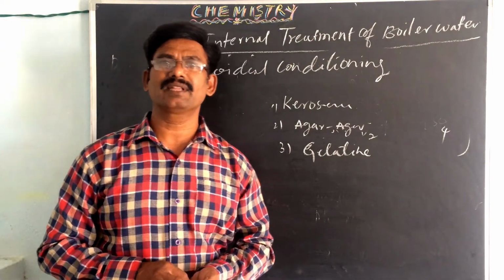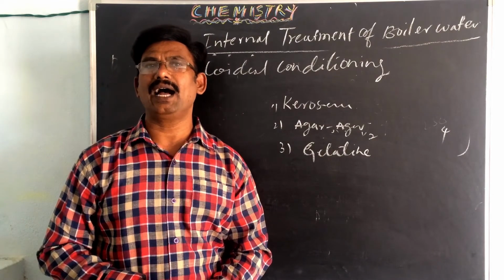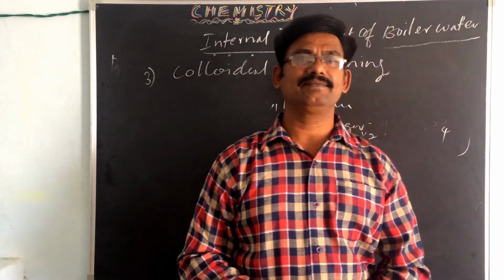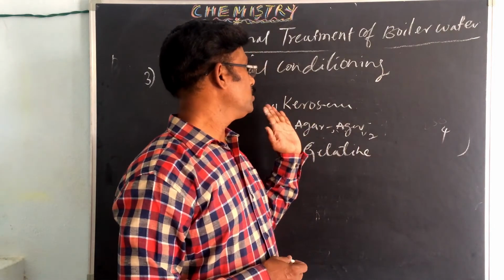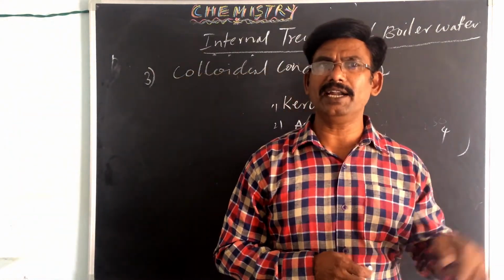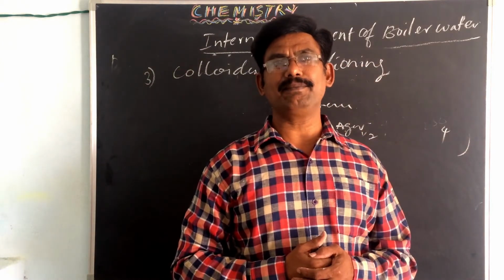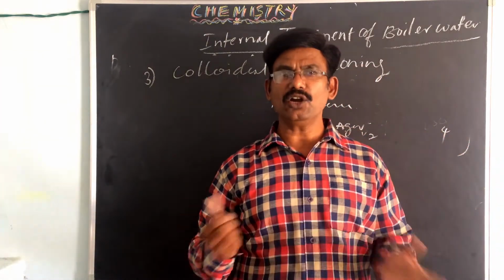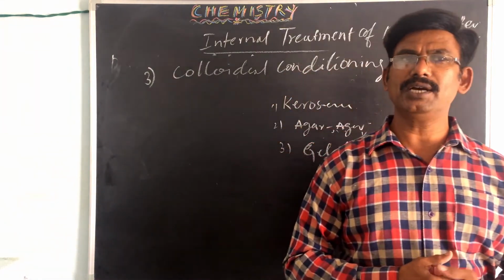These colloidal substances get coated over the scale forming particles and convert them into a non-adherent loose precipitate called sludge, which can be removed by blow down operation. Once again, colloidal conditioning agents like kerosene, agar-agar and gelatin can avoid scale formation. It is used in low pressure boilers.